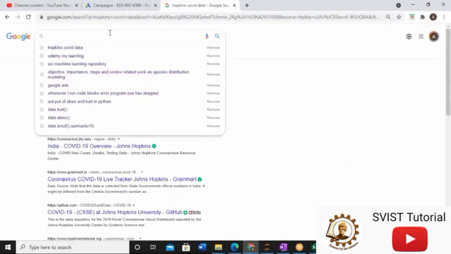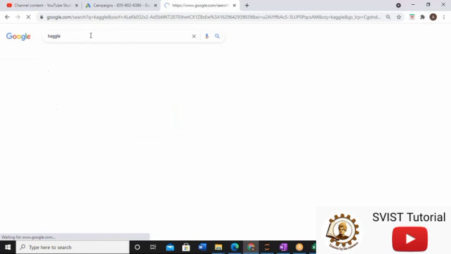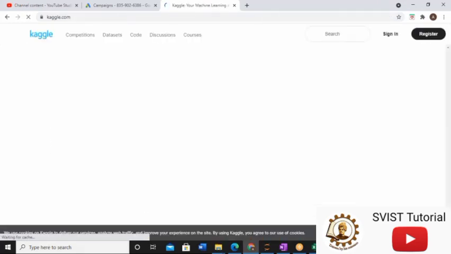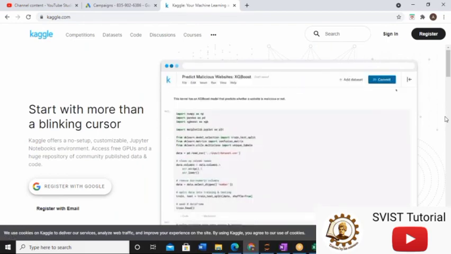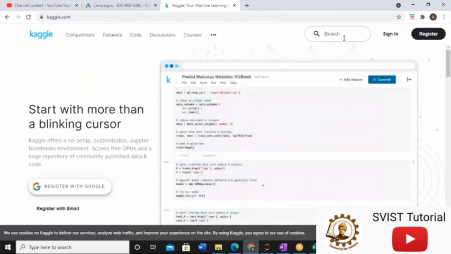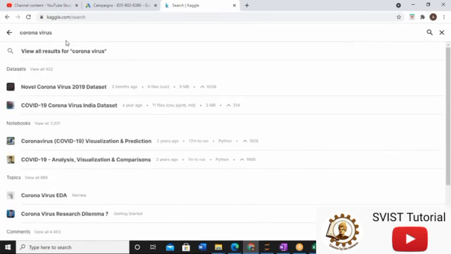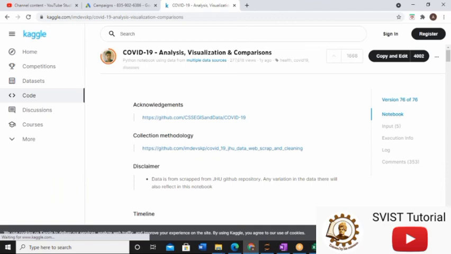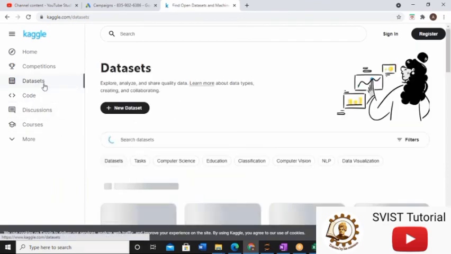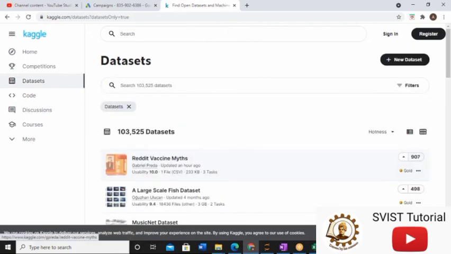For any kind of data set, there is one beautiful source. You go there, Kaggle. You will find every kind of data set over here. This is another repository where you can find codes, everything. If you need coronavirus data, you will find so many data sets. You select any one of the data sets. Also you will find the code, how to analyze it. This is the code, this is the data set. Go and download the data set. You can also upload your own data set, anything you can do.